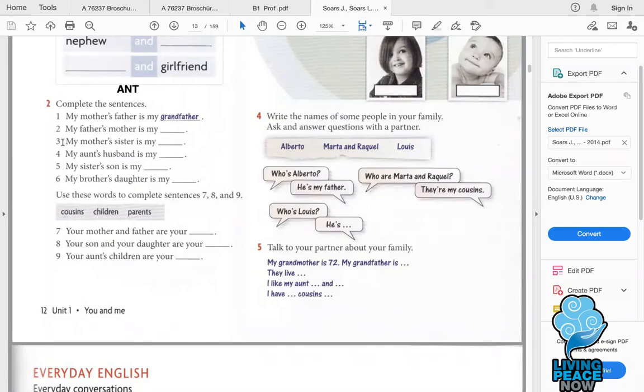The third one, my mother's sister. She is the sister of my mother. How do I call her? The sister of my mother. My aunt. Yes. Auntie or aunt. Yes. So number 4, my aunt's husband. So I have an aunt and she has a husband. How do I call the husband of my aunt?